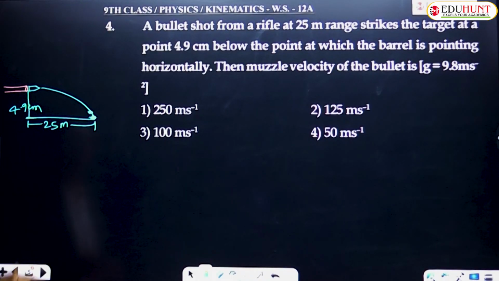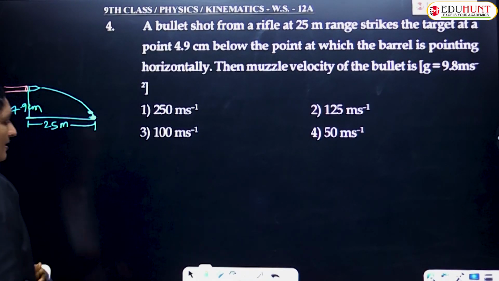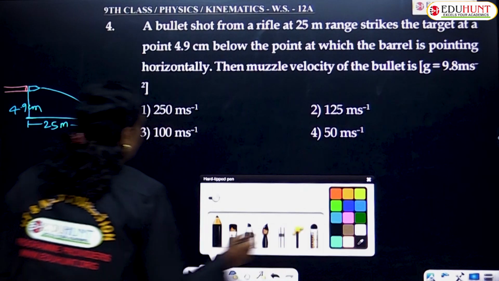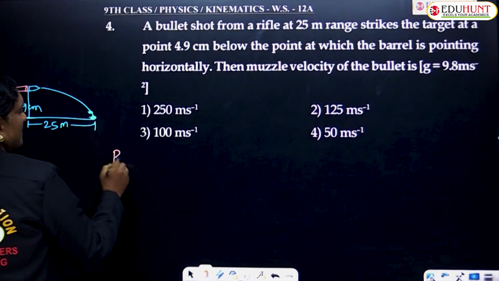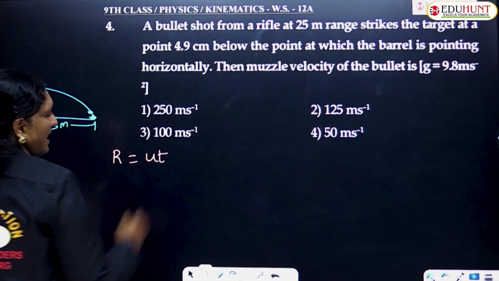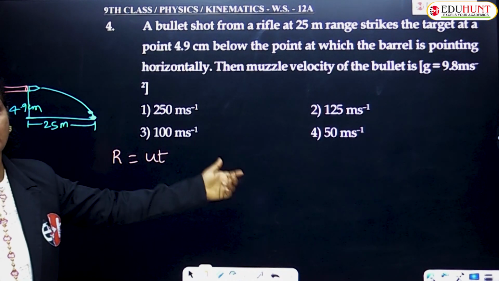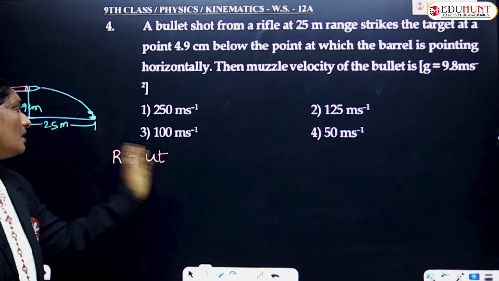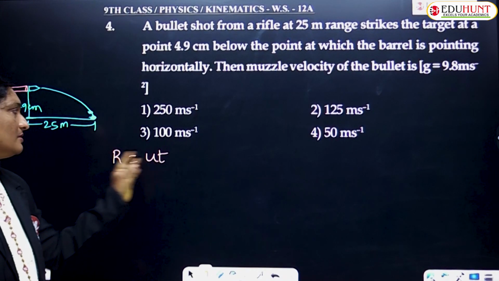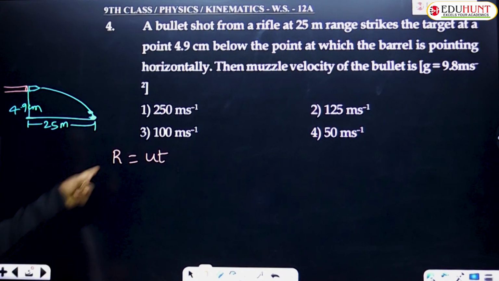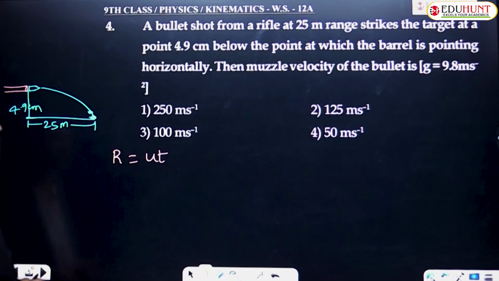So what is the relation between range and height, children? As we have already discussed, R is equal to UT, because there is no gravity in the horizontal direction. Sx is equal to Ux into T plus half Ax into T square. Ax is 0, so Sx is equal to Ux into T. Sx, the horizontal distance taken as range, is equal to UT.